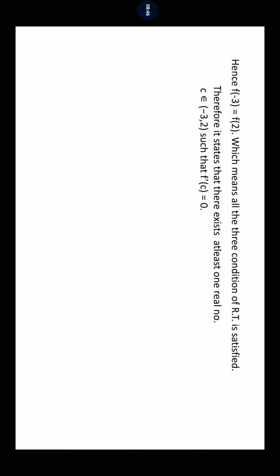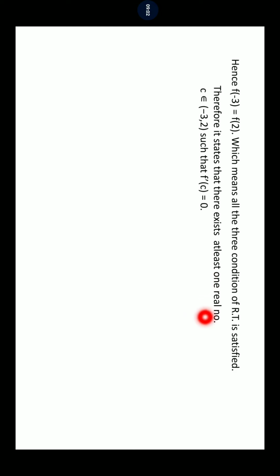So number 1, it is continuous. Number 2, it is derivable. Number 3, we also got f of -3 equals f of 2. So hence all the 3 conditions of Rolle's theorem are satisfied. Therefore, once all these 3 conditions are satisfied, it states that there exists at least one real number c which belongs to the open interval -3, 2, such that f dash of c equals 0. Now our main intention is to find the value for c. All the 3 conditions are satisfied. This was the third condition.